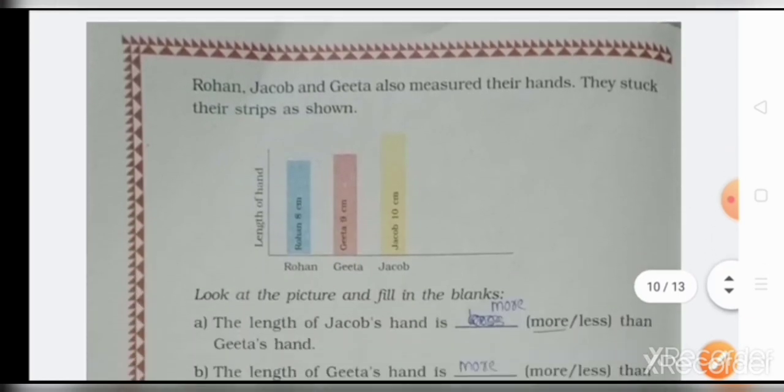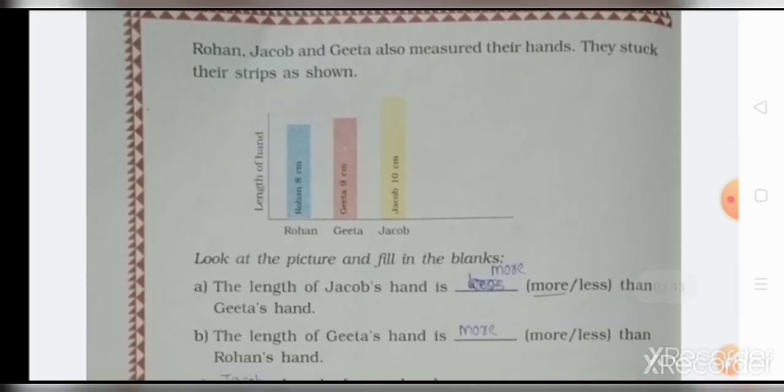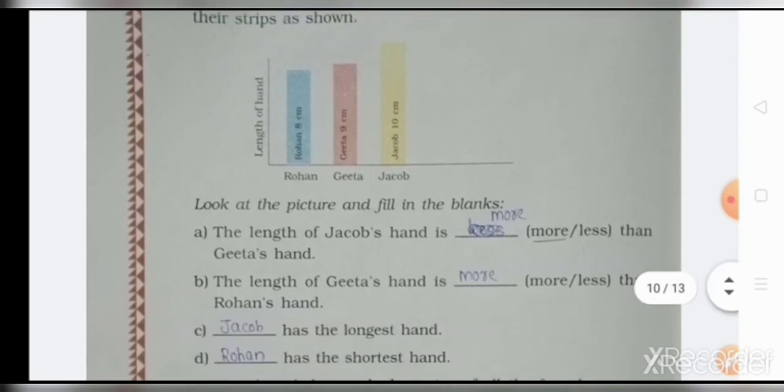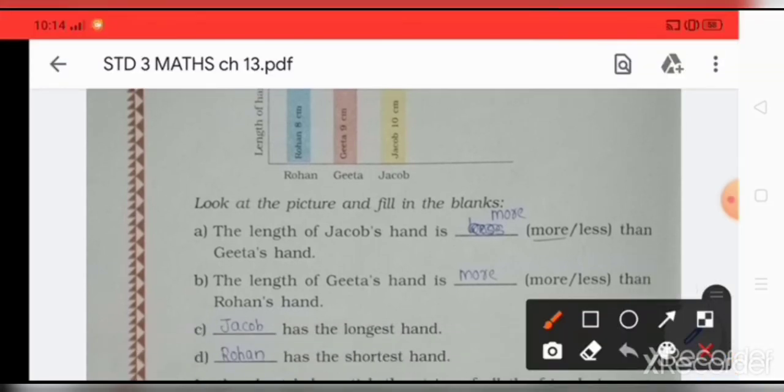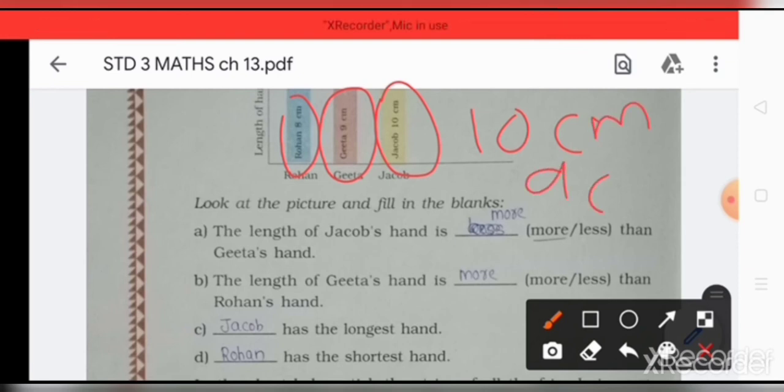Rohan, Jacob and Geeta also measured their hands. They stuck their strips as shown. Rohan has 8 cm and Geeta 9 cm. Jacob 10 cm. Look at the picture and fill in the blanks. The length of Jacob's hand is dash than Geeta's hand. Jacob's hand is 10 cm and Geeta's hand is 9 cm. Then Jacob's hand is more than Geeta's hand.